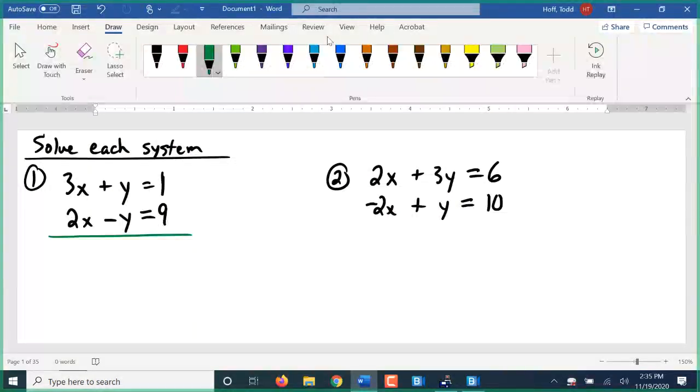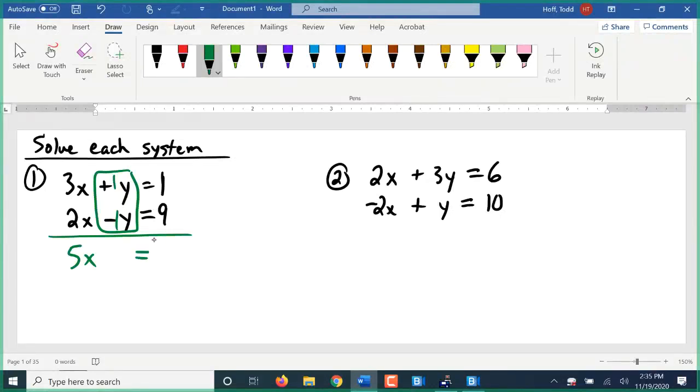So for the first one, remember we have to double check. We have x's, y's, equals, and constants. So we are set to go ahead and do the addition method. Then we're just going to combine on the left side. We'll combine the 3x and the 2x to make 5x. Positive 1y and negative 1y cancel out. The y's are gone.